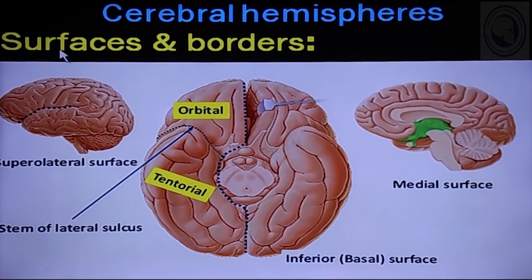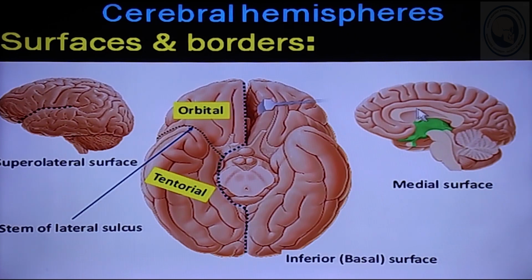We will start with surfaces and borders. When you look at this view, you see the cerebral hemispheres from the inferior surface. But when we take a sagittal section in the brain, we will see two other surfaces. We will see this one and that one. This will be the lateral surface, and this will be the medial surface of the cerebral hemisphere. What is an important landmark for the medial surface? These fibers. This is called the corpus callosum.